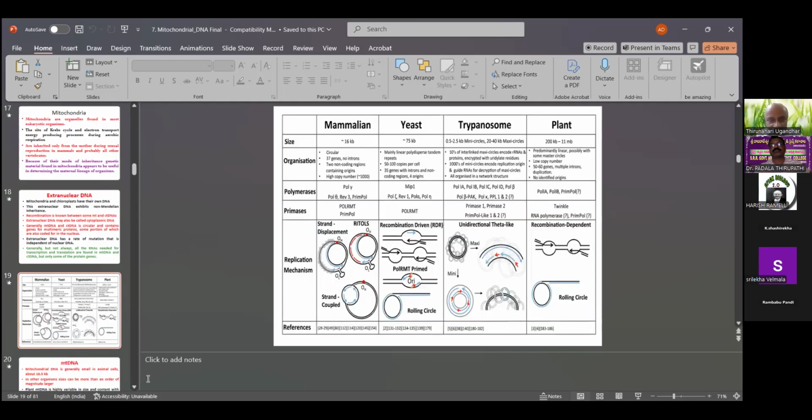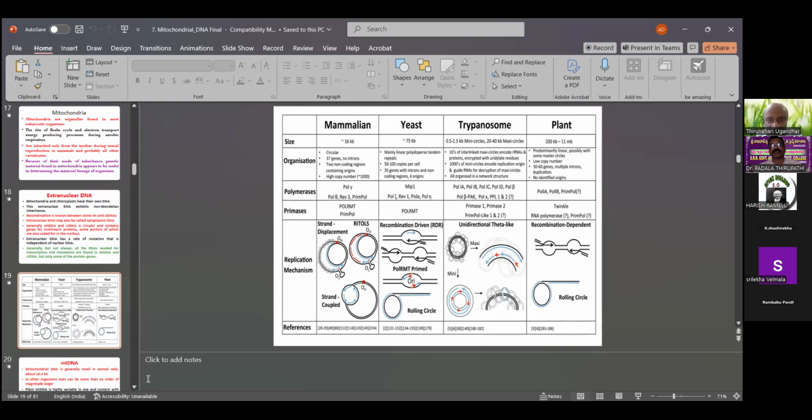But here is the total size in mammals, yeast, trypanosomes, and plants. What are the differences in mitochondrial size? In mammals it is about 16 kilo bases, and up to 75 kilo bases. In plants it is 200 kilo bases. For organization, mammals are circular, yeast is mainly linear, and in plants it is also predominantly linear.